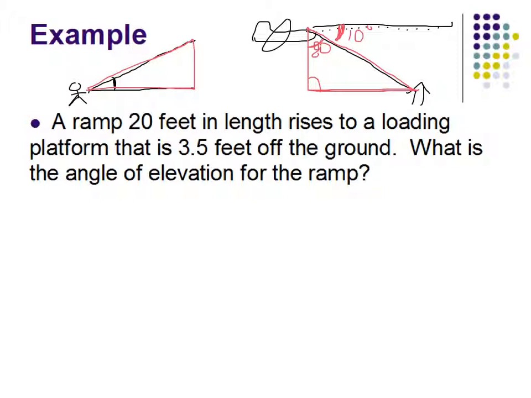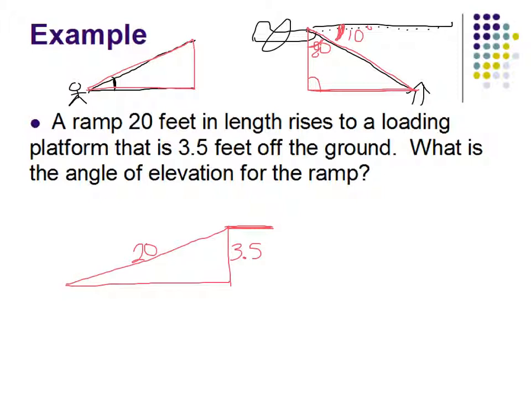All right, let's go back to our problem. We have a ramp. This one isn't really about a person looking up or down, it's just a ramp. You've got the ground and then it's headed upward, and there's some sort of loading platform here. It says the ramp is 20 feet in length. That's this right here, this is my ramp, it's 20 feet. The platform is 3.5 feet off the ground, so that's the height of the platform.